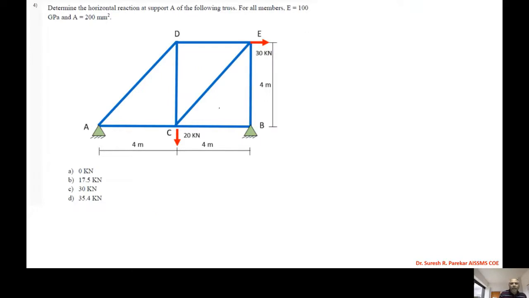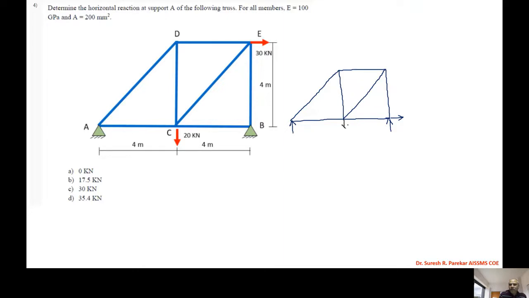Determine the horizontal reaction at support A of the following truss. Now again we have to go in the same way. So we are like this. Now we have to remove the redundant. So we have to find the horizontal reaction. So we have 2 reactions over here, and then we have only a vertical reaction here.